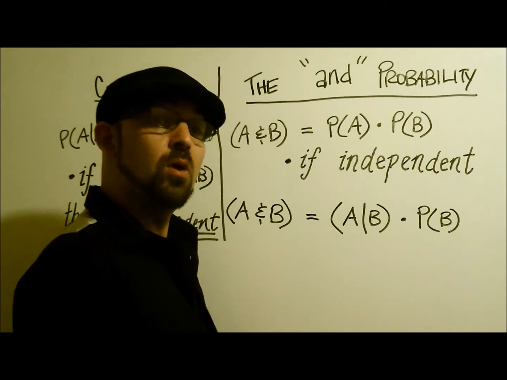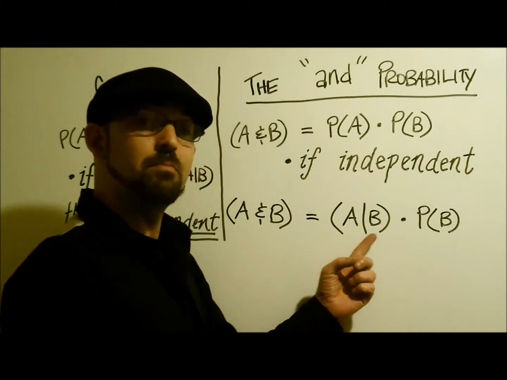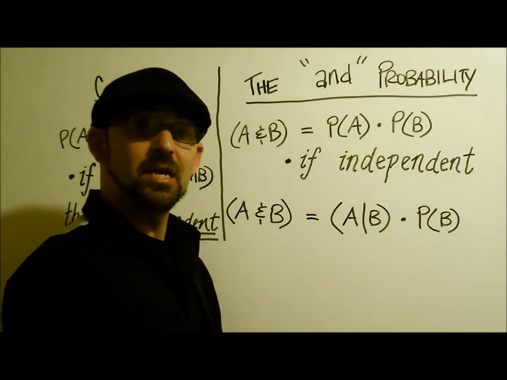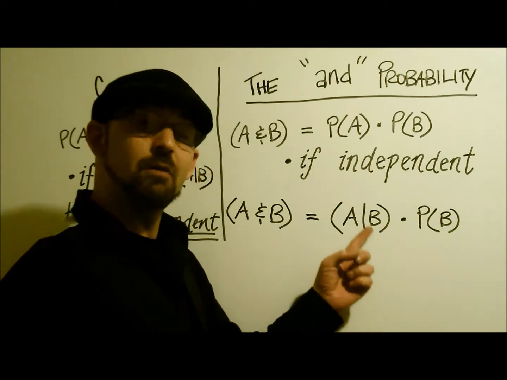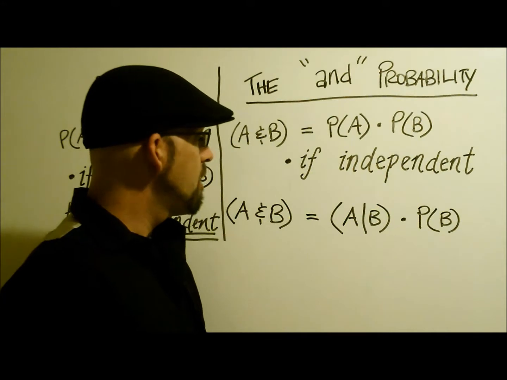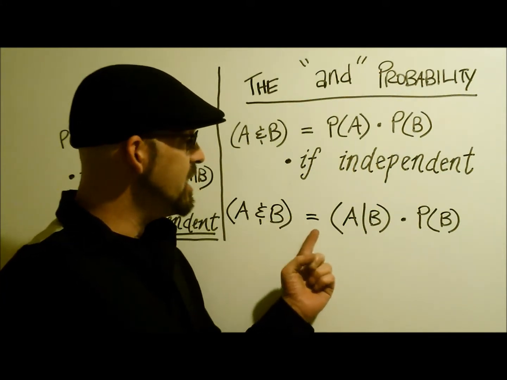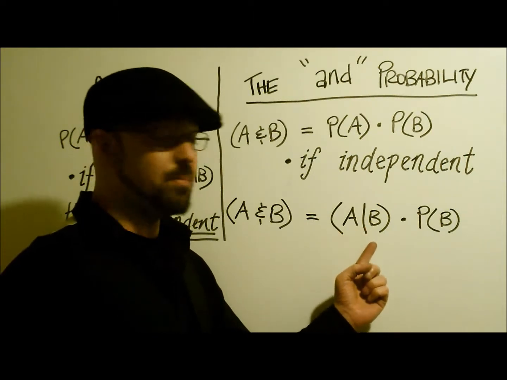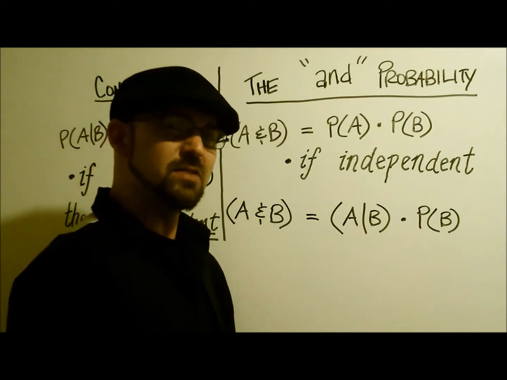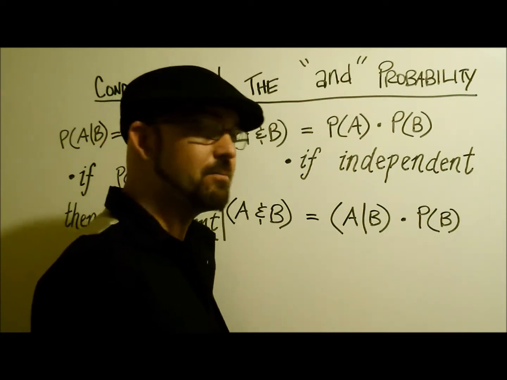So, what if that's not the case? What if we have an A given B? That means the probability of A given that we know about B. Well, our A and B equals A given B times the probability of B. Well, let's find out what this conditional probability is all about.